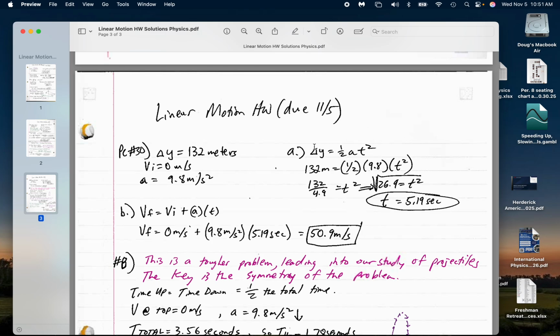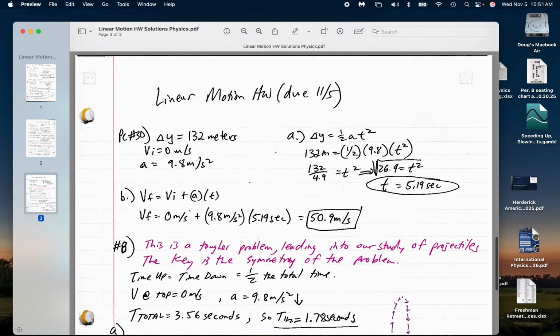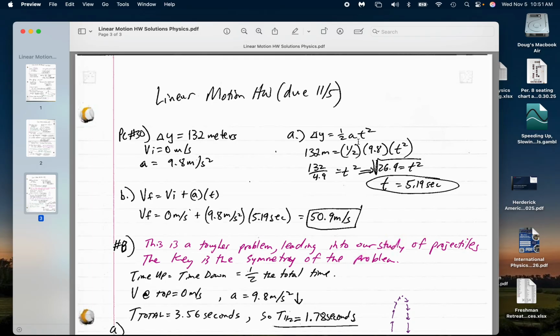I use a version of formula number 4. I use delta y instead of delta x again because it's falling vertically. That's the y direction. I don't care if you say delta x or not. And so there is no initial velocity, so it's just the version 1/2 at squared. So 132 equals 1/2 times 9.8, which is 4.9 times t squared.